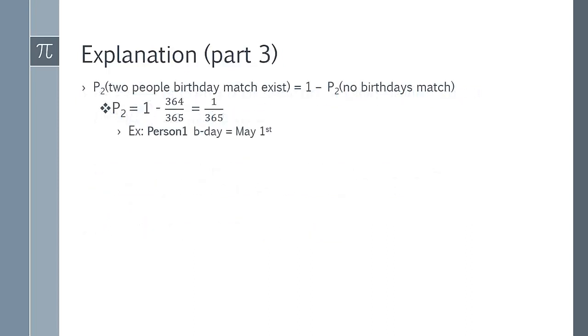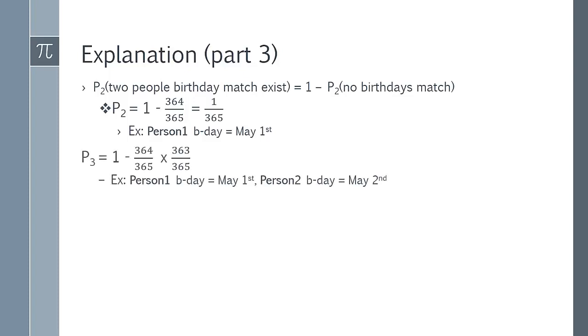Getting back to P of 2, which is the probability that a couple will have the same birthday in a group of two people, we have P of 2 equals 1 minus 364 over 365, which is 1 over 365. Now 364 here is the number of days that do not share the same birthday as the first person. So for example, if person 1's birthday is on May the 1st, there are 364 other days in a year that is not May 1st.